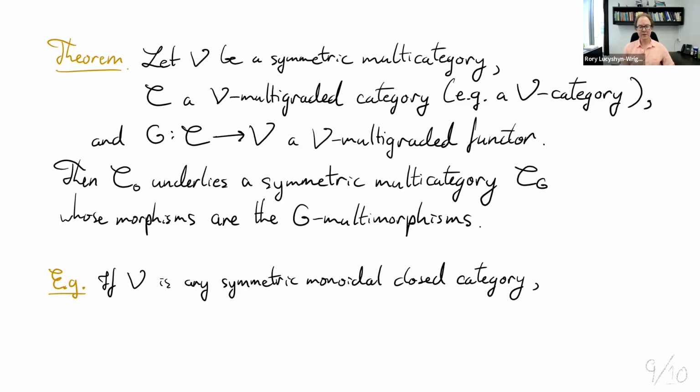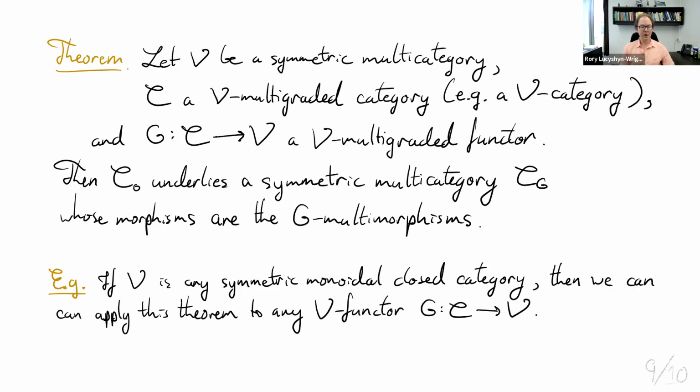where we take V to be a symmetric monoidal closed category. And in this case, we can apply this theorem to any given V category C and any given V functor G from C to the base of enrichment V. And so this shows then that the underlying ordinary category of script C carries the structure of a symmetric multi-category where the morphisms are these G multimorphisms, generalizing multilinear maps.